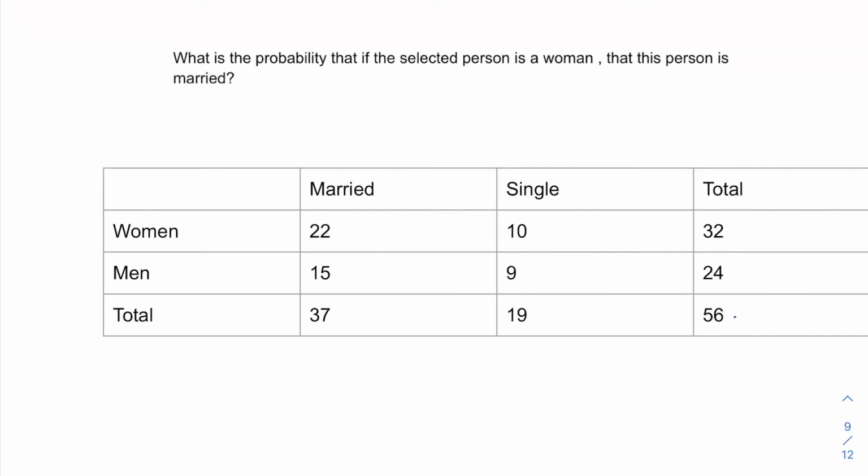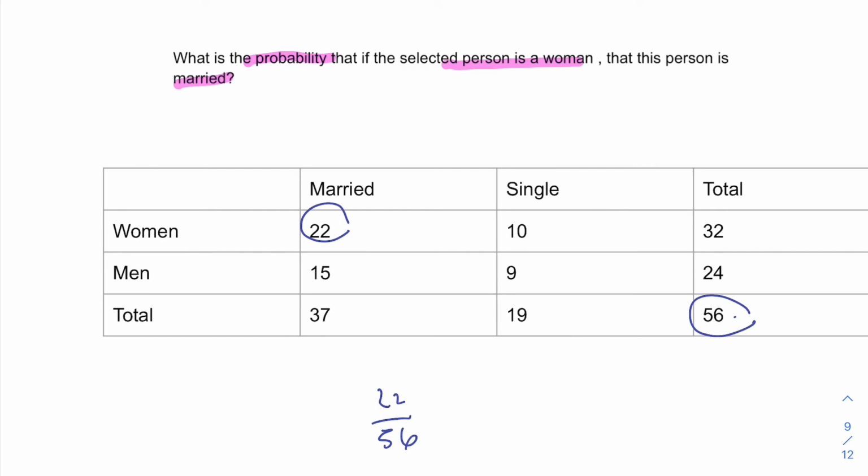So now let's move on to a classic table problem on the SAT. This question is asking: what is the probability that if the selected person is a woman, this person is married? So probably you think that it's asking for the probability of a married woman. So the answer would be 22 over the total people, which is 56. So 22 over 56.